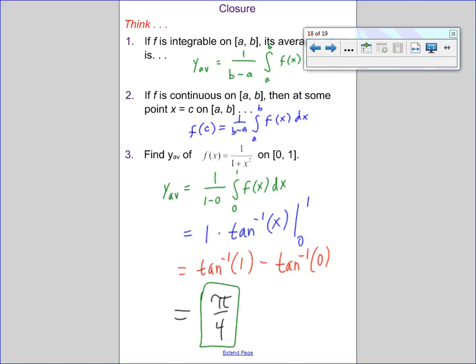Raise your hand if you already have it. Do you have pi over 4? Woohoo! No? No. So I ended there. Unit circle fresh, right? Unit circle fresh. Stay fresh with the unit circles.